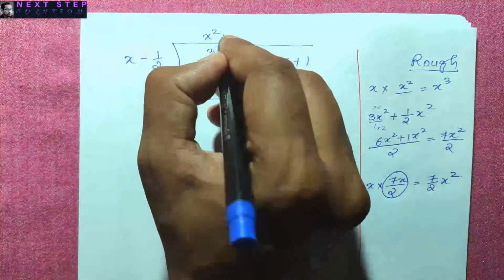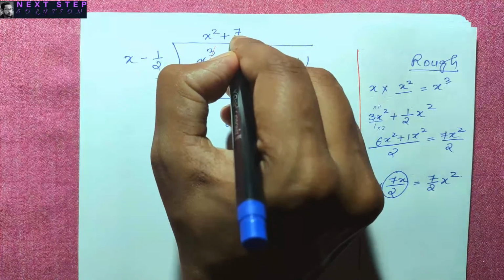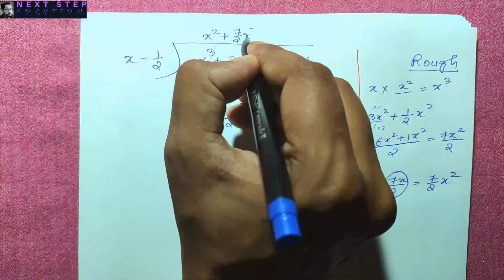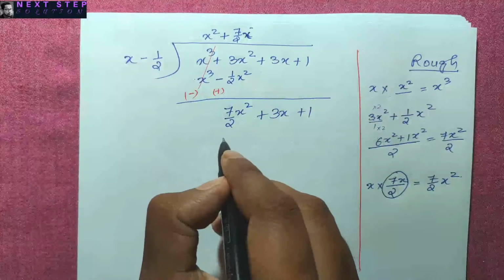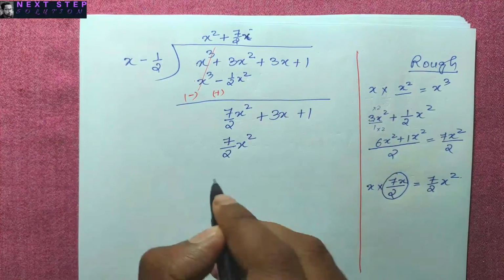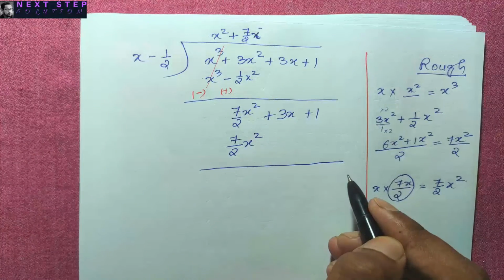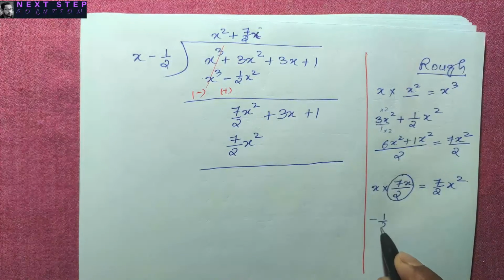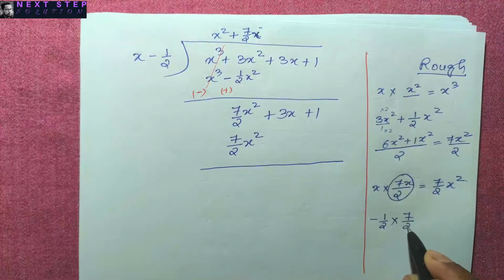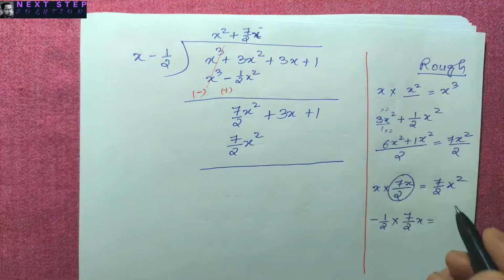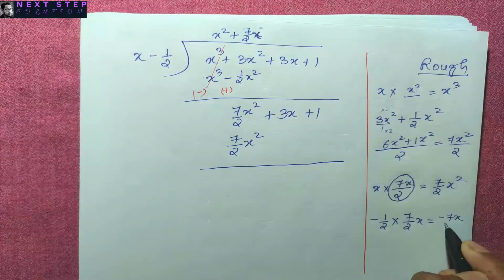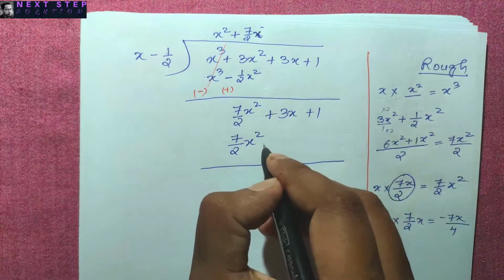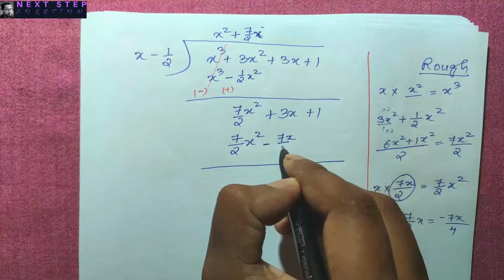So if we multiply it with positive 7 by 2x, we get 7 by 2x square. Now we close this, but before subtracting we also multiply this with this. So we need to multiply minus 1 by 2 with 7 by 2x. If we multiply this, minus 1 into 7 makes it minus 7, x is there and 2 2s are 4. So we get minus 7x by 4.